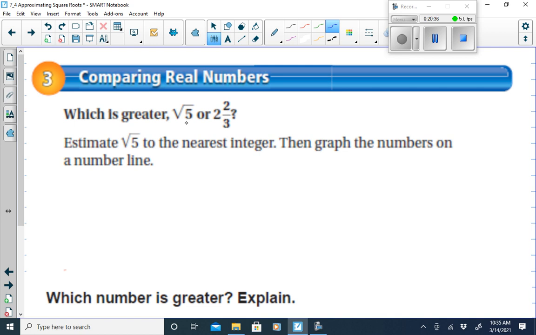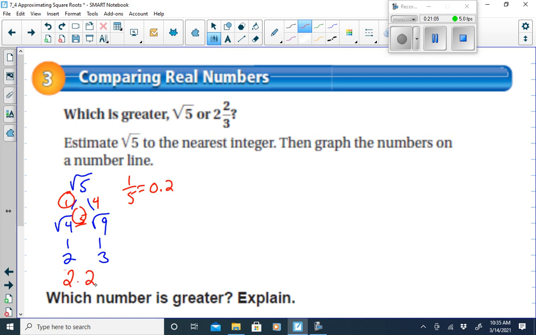Okay, well, let's start with the square root of 5. The square root of 5 is in between the perfect squares of 4 and 9, so that's going to be 2, and that's going to be 3. That's going to be what? 1, 4, and that's 5. 1/5, so we know that 1/5 is the fraction we're using. We know that that's 0.2. So the square root of 5, we would approximate at 2.2.